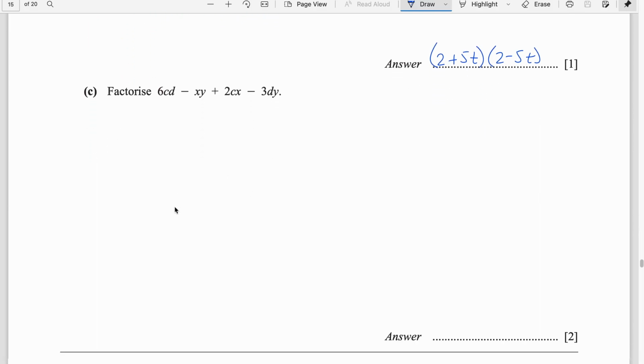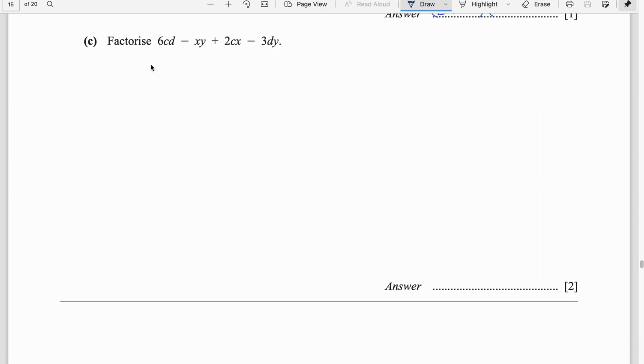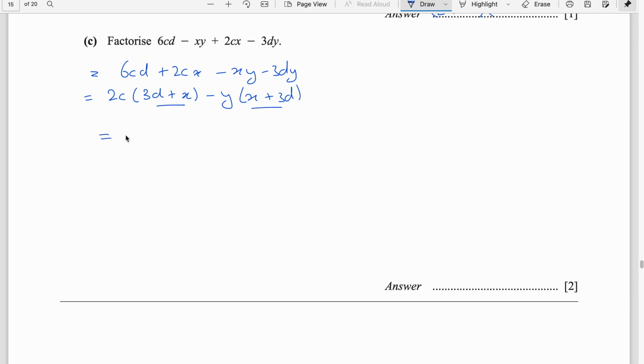Factorize. So there's nothing common in these two. We can rearrange. So 2c as common, we're left with 3d + x. Minus y common, x + 3d. These two brackets are the same. So (2c - y) times (x + 3d).